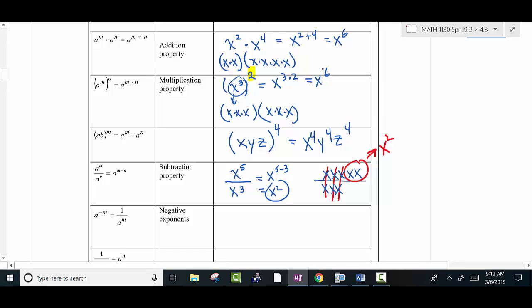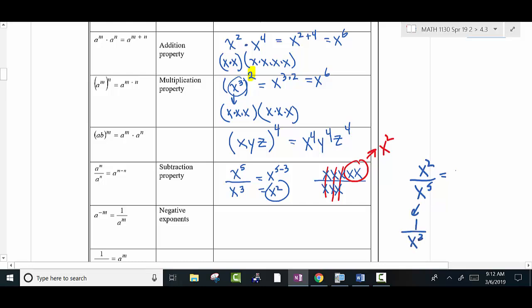Now let me ask you this, though. What if we had x to the second over x to the fifth? Which part of the fraction has more x's, top or bottom? The bottom. How many more? 3, so it's 1 over x to the third. I mean, you subtract exponents. This is how we figured out what negative exponents were, by the way. So you know the answer is 1 over x to the third.